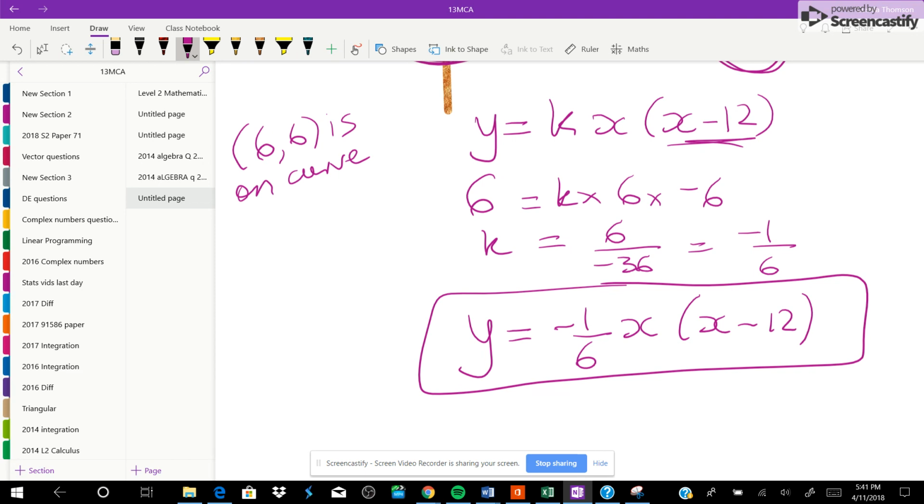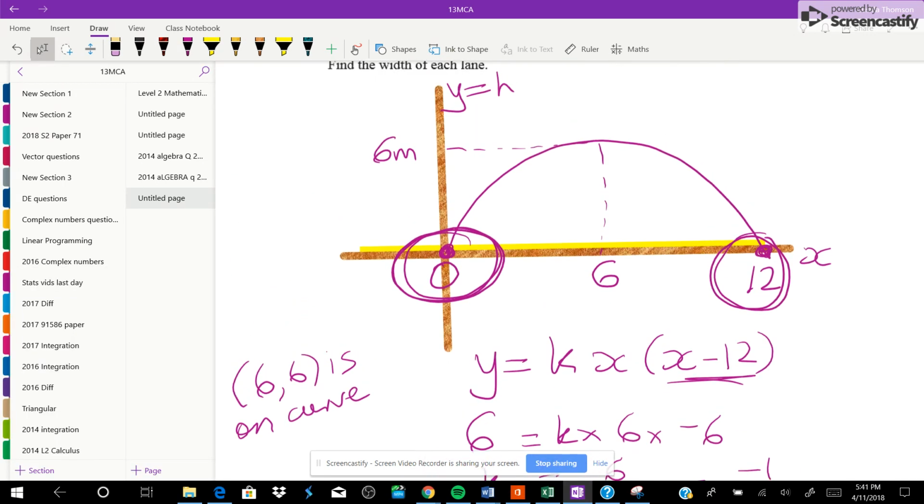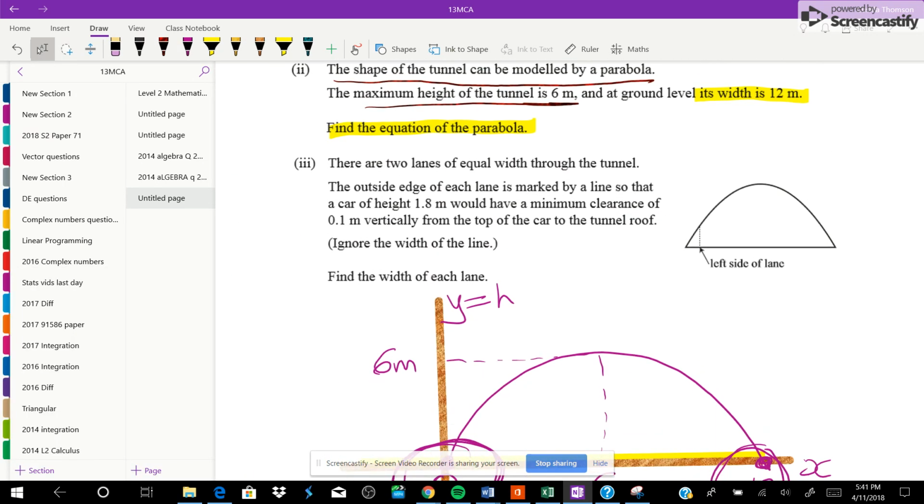Let's look at what we have to do with that now. Okay, this next bit looks bad, but it really isn't, and they've even drawn you a nice picture. The outside edge of each lane is marked by a line so that a car of height 1.8 metres would have a minimum clearance of 0.1 metres vertically. In other words, we want to figure out where is this height here, not 1.8 metres, but 1.8 plus a bit of wiggle room plus 0.1.